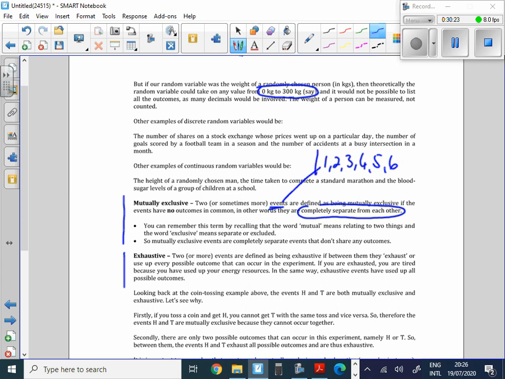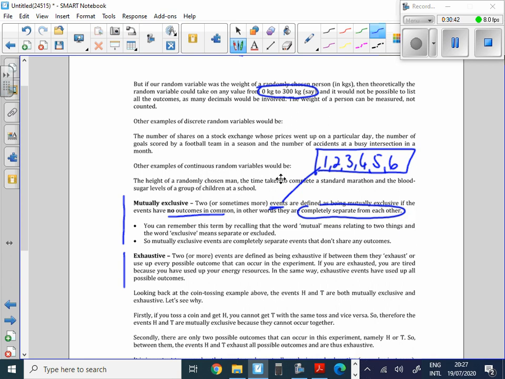for example, when I roll a dice, the outcomes are mutually exclusive. And why are they mutually exclusive? Because no outcomes can be the same. I can't get a 1 and a 2 at the same time. I can't get a 4 and 5 at the same time. I can only get one of them. That's mutually exclusive.